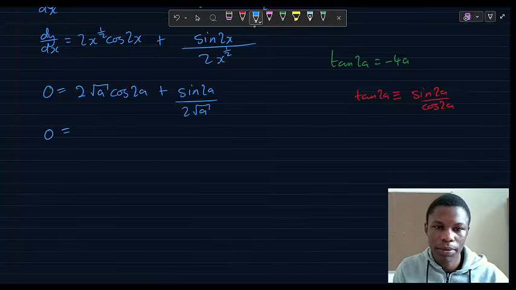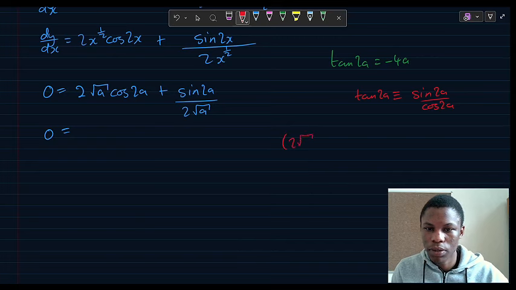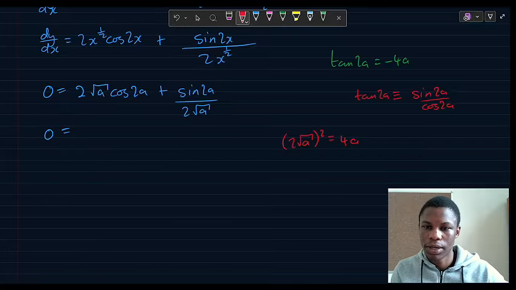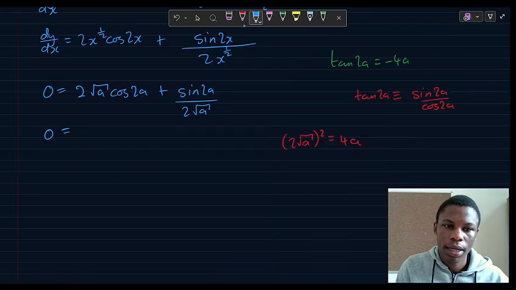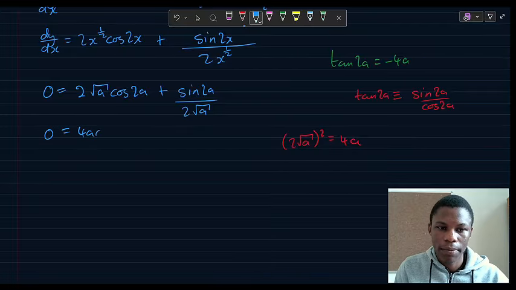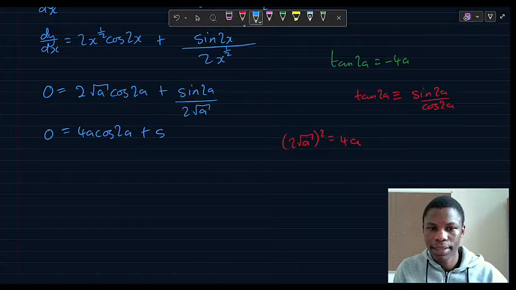So multiply through by 2 root a. So 0 becomes, that's 2 root a times 2 root a. So we end up having a 2 root a squared situation there. Square the 2, you've got 4. Square root a, the root and the power 2 cancel out, so you just end up with a. So that's 4a cosine of 2a plus sine 2a.